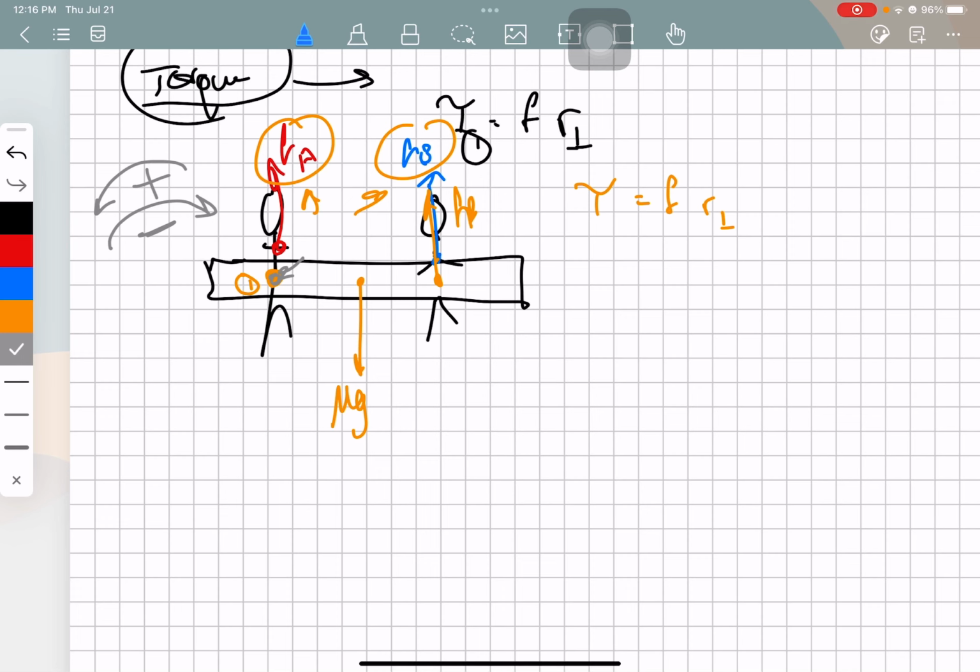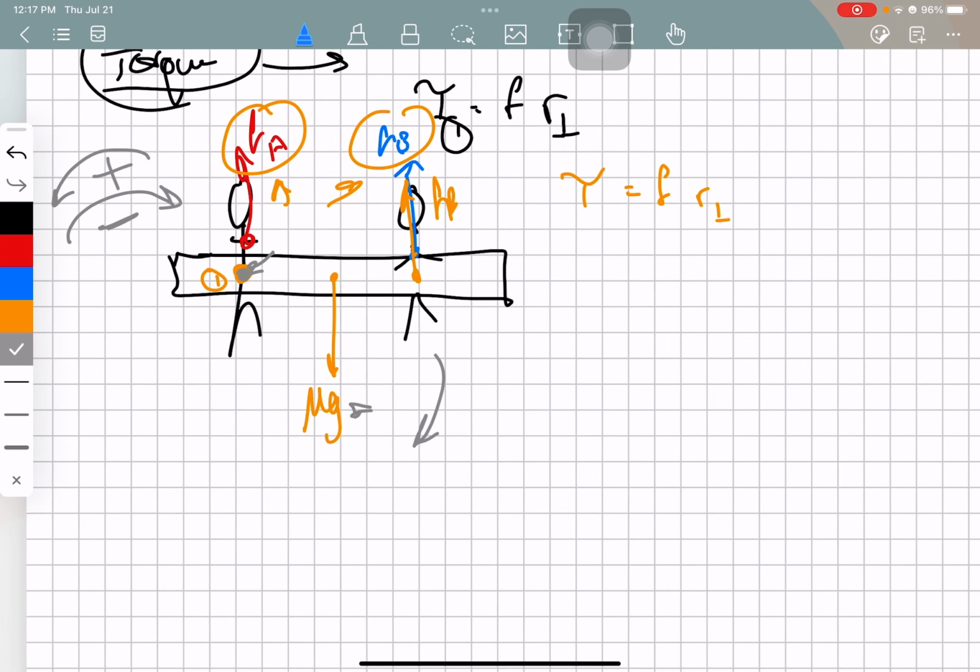So if this is my pivot point, this mg is going to cause the log to move this way if we consider it by itself. And we know because this is static that the net torque is going to equal 0. So I could set them equal to each other, not worrying about the sign. So I could say here that this is mg times the distance that is from here to here. That's my r1. And then that's going to equal this right here.